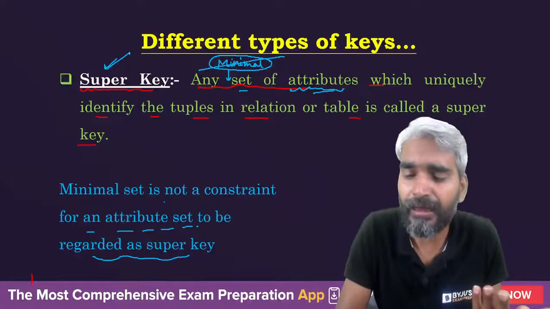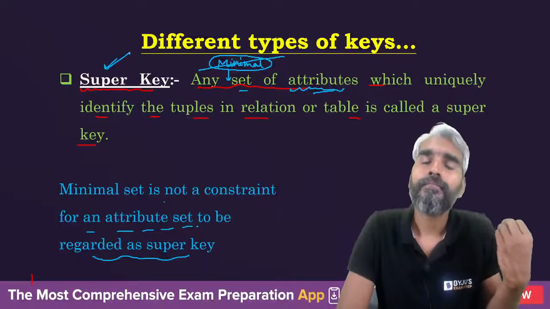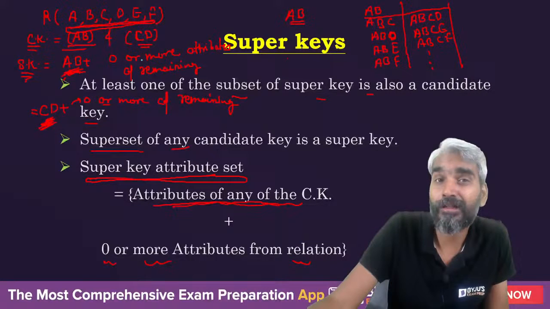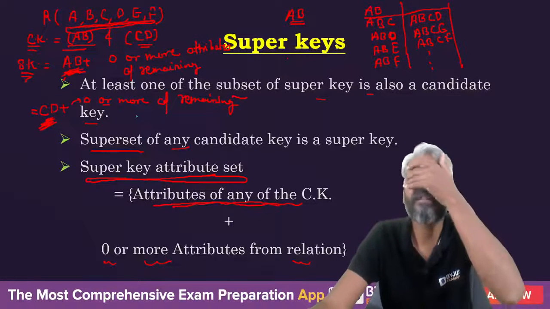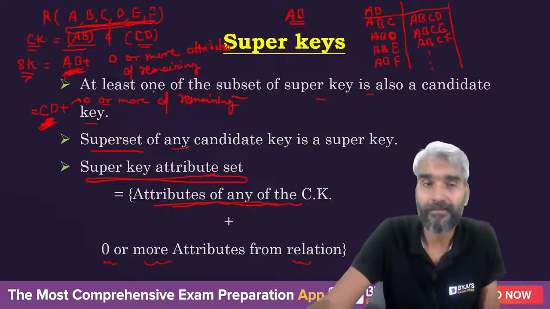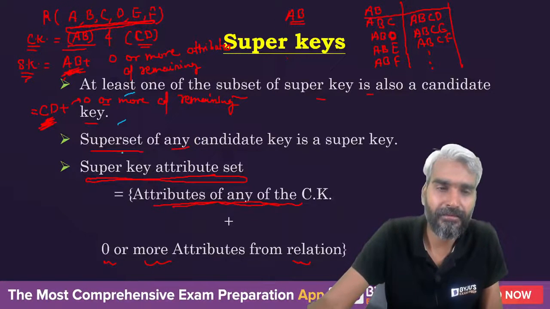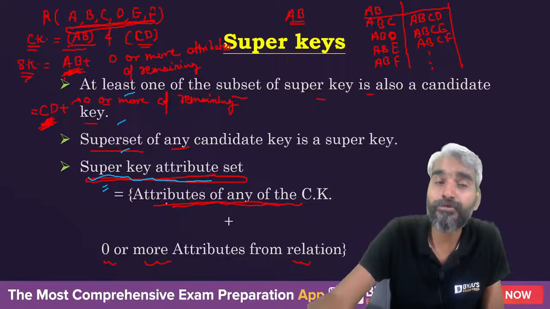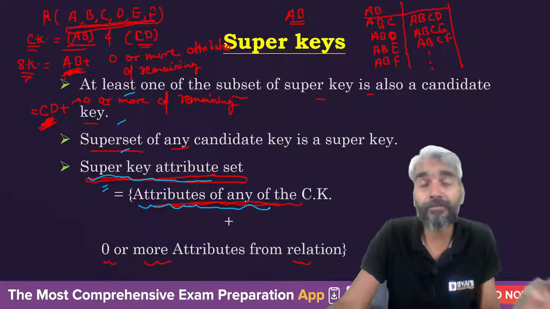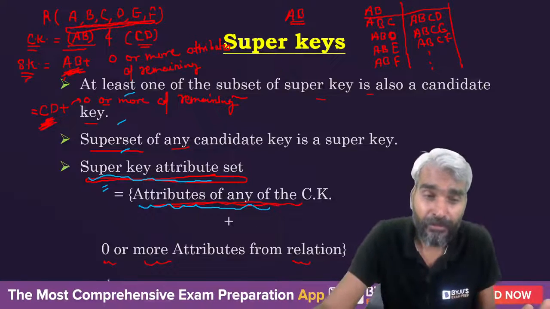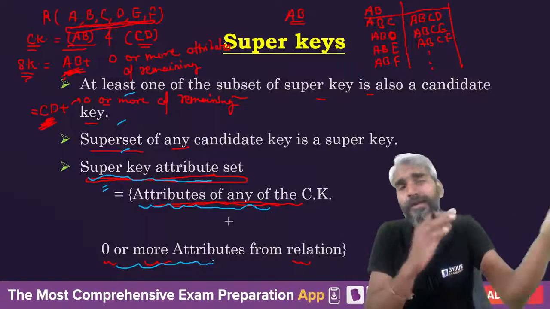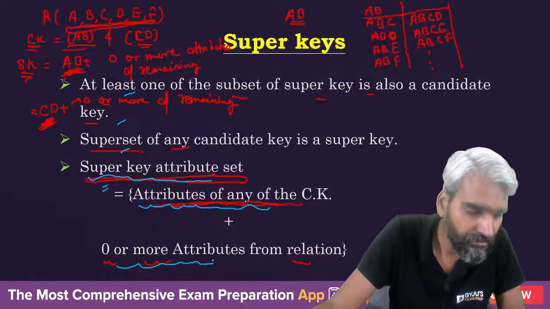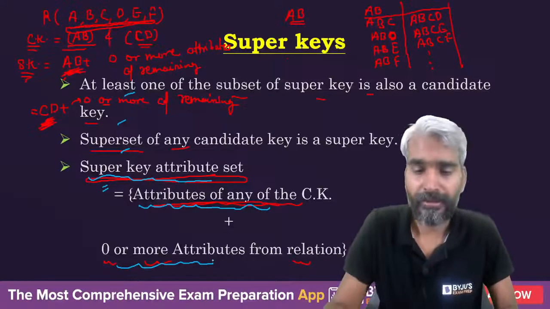So these are the basic terms which make people confused, so they are not understanding the concept of database management system. No, the DBMS is damn easy. So these are just some things which I have discussed. How do you define a super key attribute set? You need to have all the attributes of at least one candidate key. Then you can have zero or more attributes from the remaining attributes of the relation. This is it. So that's the idea.